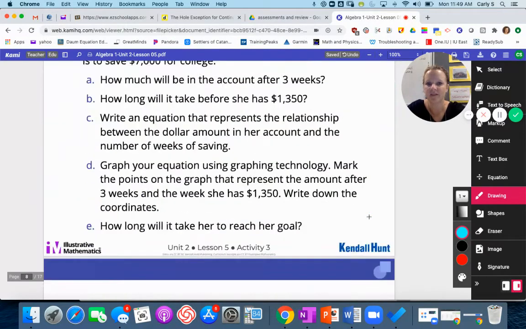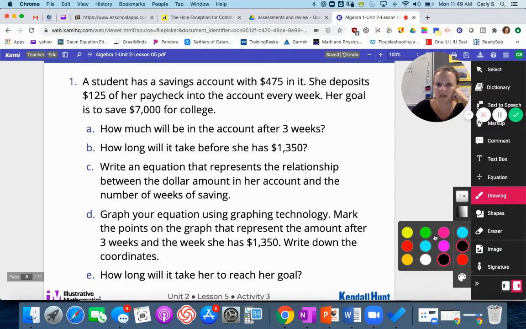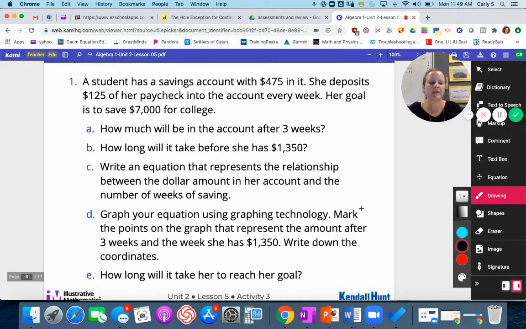All right, let's try our last activity. That took a little long, but it's really good information. So a student has a savings account with $475 in it. She deposits $125 of her paycheck into the account every week. Her goal is to save $7,000 for college. How much will be in the account after 3 weeks?